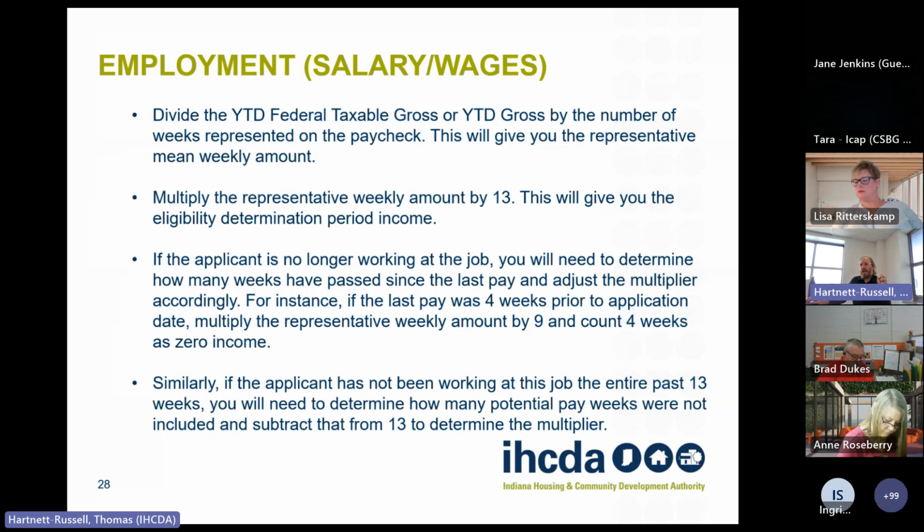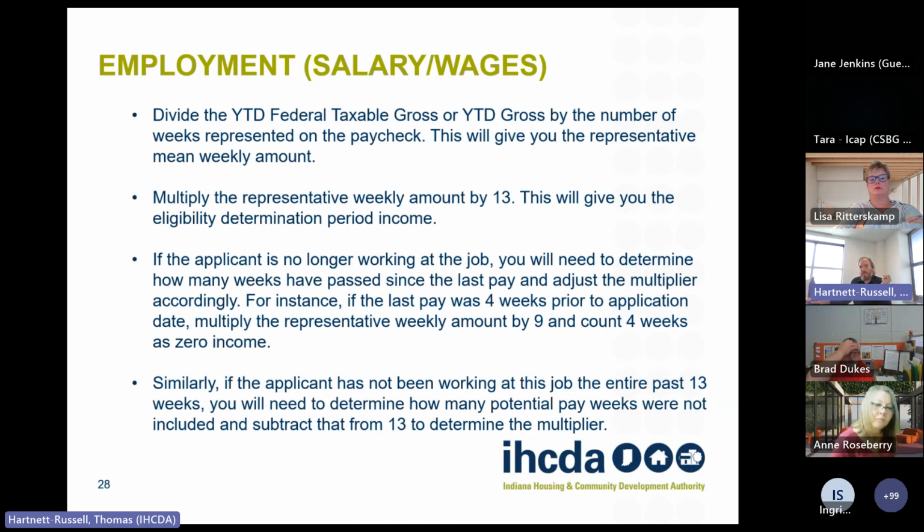You would then divide the year-to-date federal taxable gross or year-to-date gross by the number of weeks represented on the paycheck. This will give you the representative mean weekly amount. You would then multiply that representative weekly amount by 13, and that will give you the eligibility determination period income.